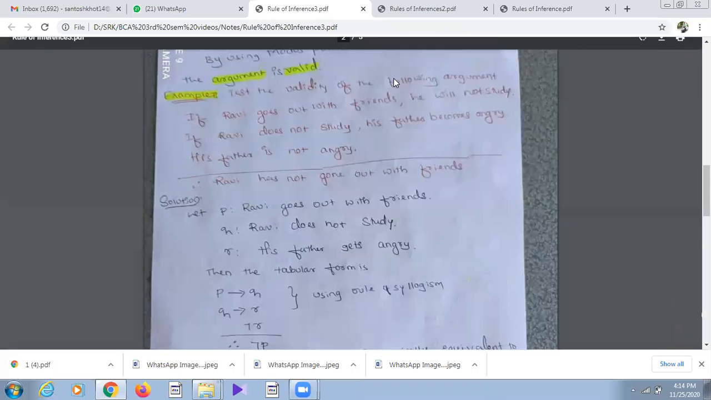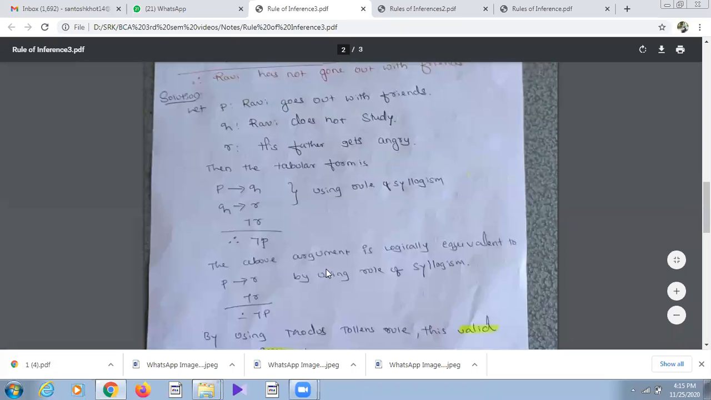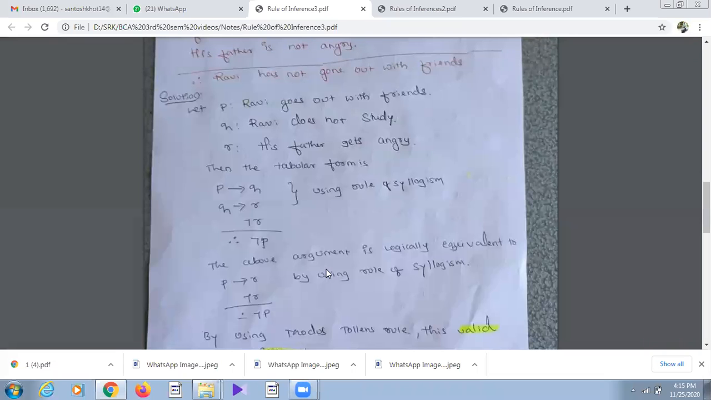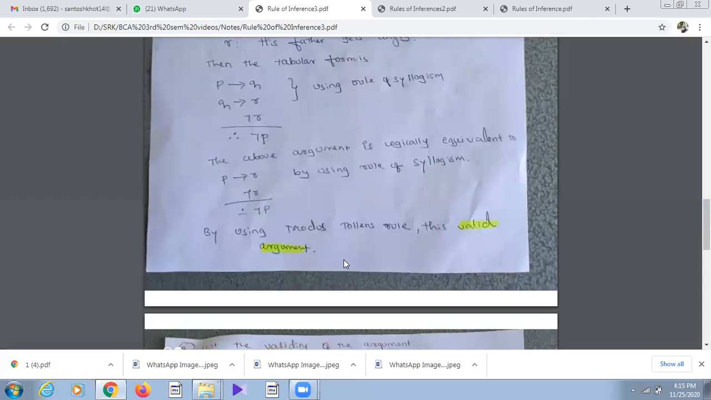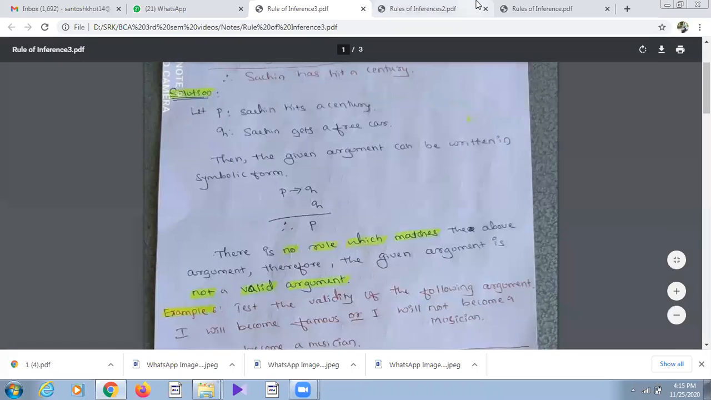So this particular argument is a valid argument. Any doubt in this problem? No, sir. Okay, so practice the problems, then you will get which rule has to apply, which laws of logic rule. So you can easily get the solution.